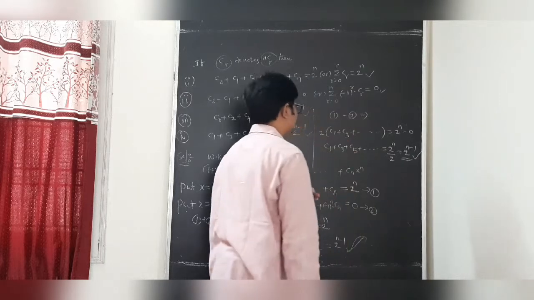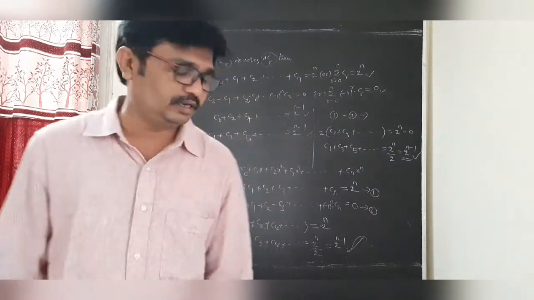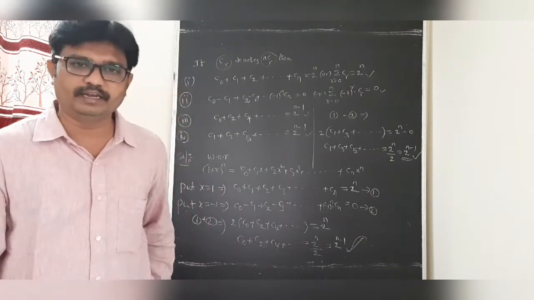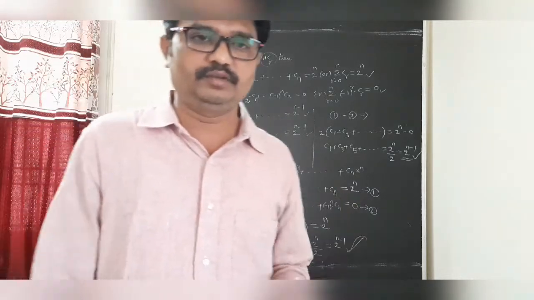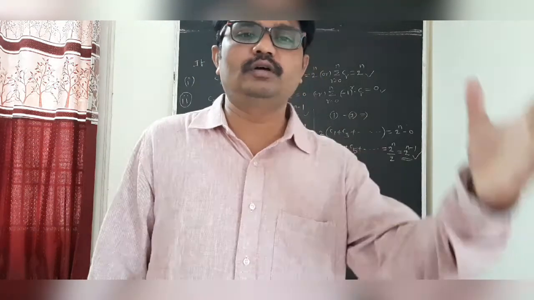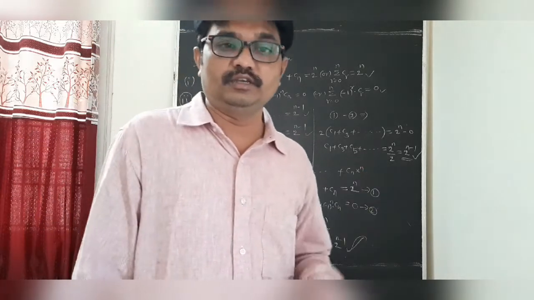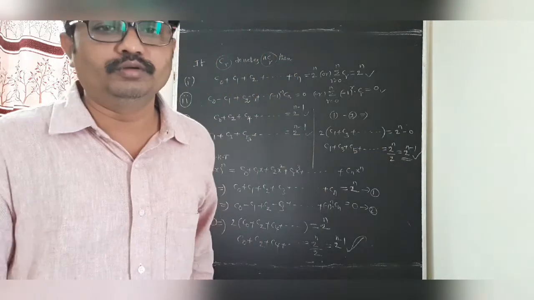Is it clear students? C1 plus C3 plus C5 and so on is 2 power n minus 1, and even suffix C0, C2, C4 also 2 power n minus 1. Sum of all coefficients, that is C0 plus C2 plus C4 and C6 and so on, is 2 power n. When it comes with alternating sign, C0 minus C1 plus C2 minus C3, that will be equal to 0. Is it clear?